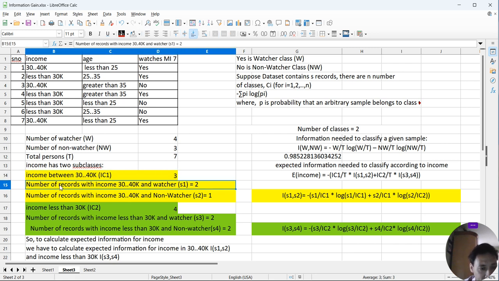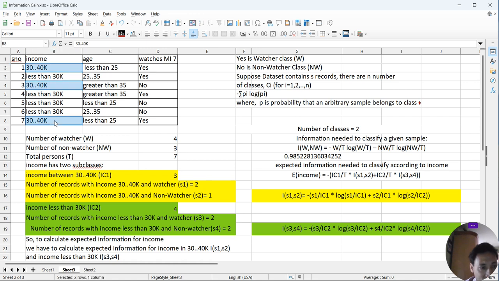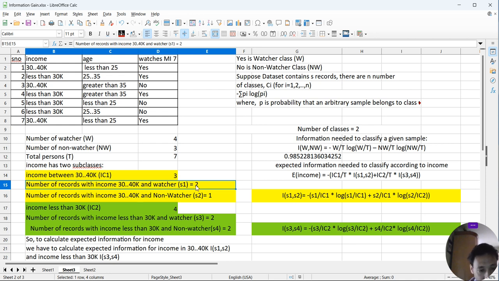Similarly, there are a number of records with income 30,000 to 40,000 and watchers, that is equal to 2, and that is symbolized as yes1. Here we can see the persons with income 30 to 40,000. First record is this, second is this, third is this. There are only 3 records in which income is between 30,000 and 40,000. But how many watchers are there? There is 1 watcher, there are 2 watchers. So having income 30 to 40 and having watched MI7, there are only 2 records. Yes1 is equal to 2.